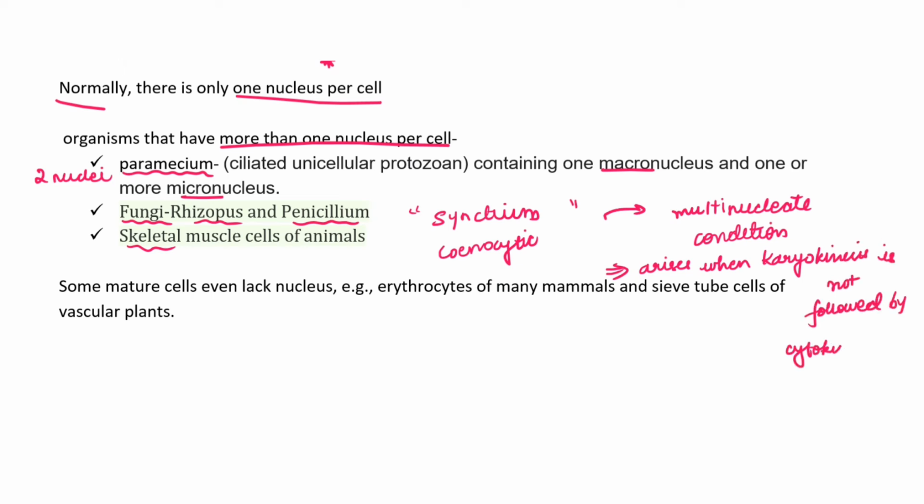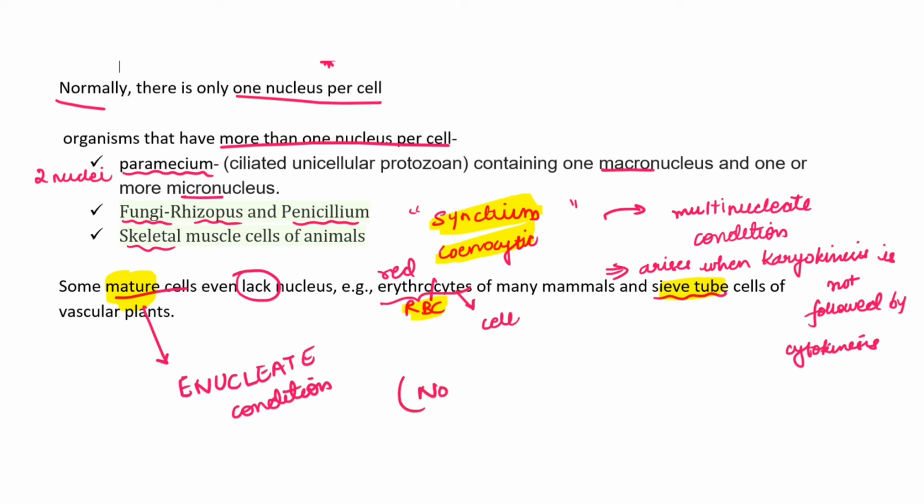So there are other cells which in mature state lack nuclei. So what is this condition known as? Enucleate condition, because in mature state they are lacking nucleus but not in the earlier stage. So that is RBC. Yes, we have already looked at this example. And sieve tube cells of vascular plants, they have enucleate condition and not anucleate. Anucleate means nucleus itself was absent throughout its life.